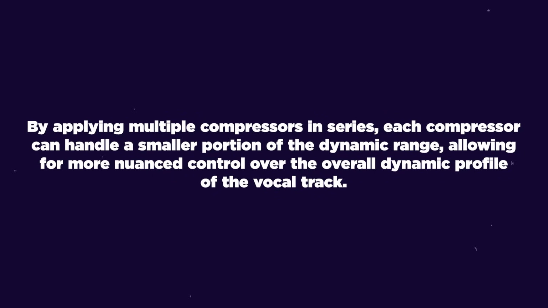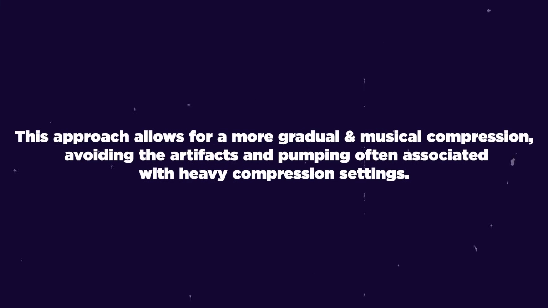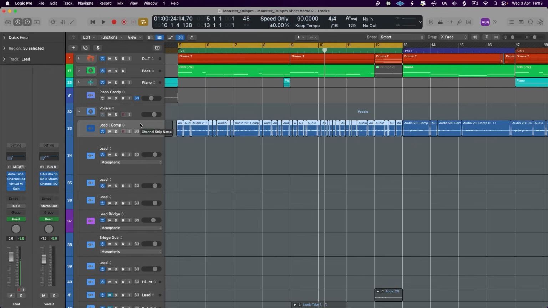Typically, the first compressor in the chain might handle the initial peaks and transients, while subsequent compressors can smooth out the overall dynamics and add consistency to the vocal performance. This approach allows for a more gradual and musical compression, avoiding the artifacts and pumping often associated with heavy compression settings. So let's dive into this in more detail.